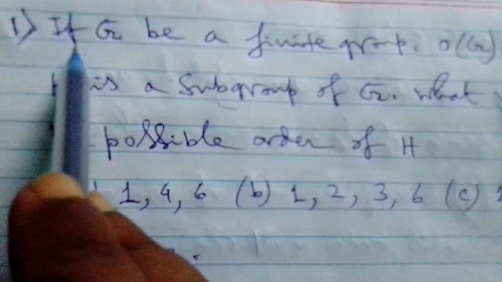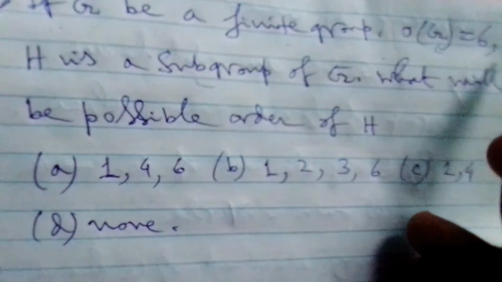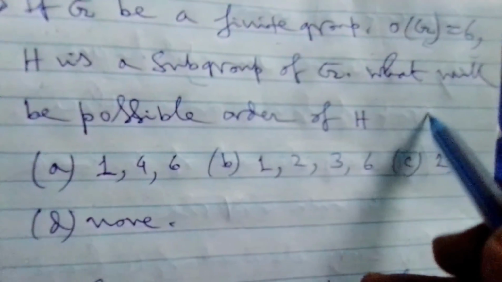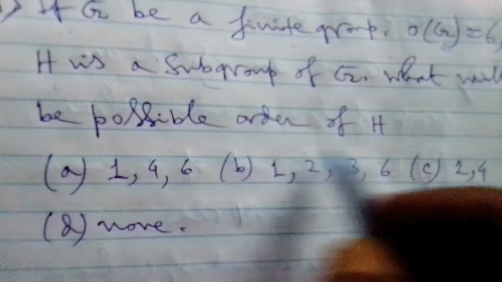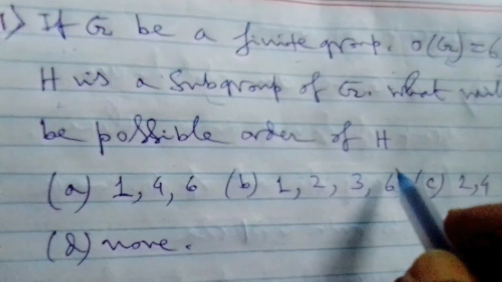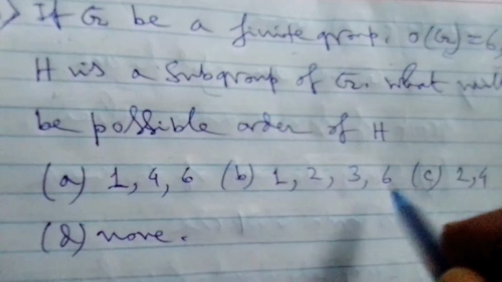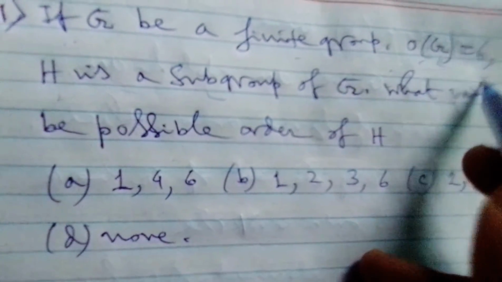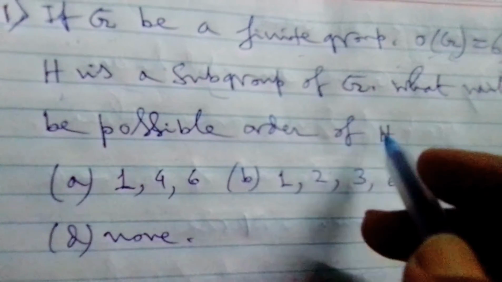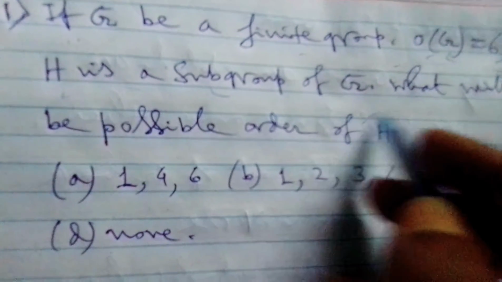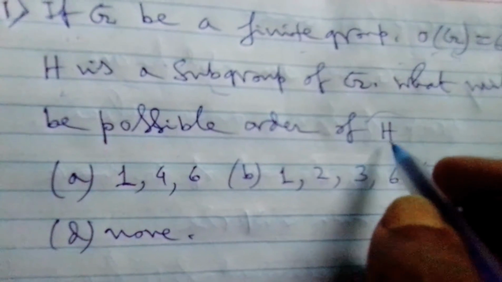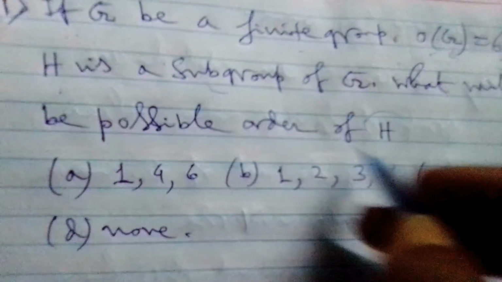First question is: if G is a finite group and the order of G is 6, and H is a subgroup of G, then what will be the possible order of H? We have to discuss it. It is clear the order of G is 6, and H is a subgroup of G. Now here we consider Lagrange's theorem, that the order of H must be a divisor of the order of G.